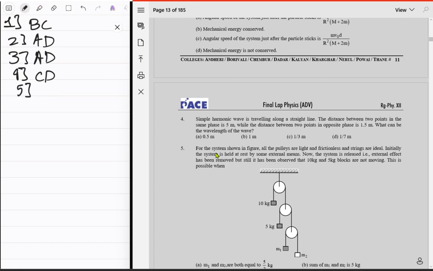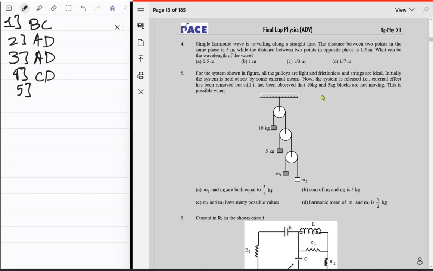Okay, for the system shown in the figure, all pulleys are light and frictionless, and springs are ideal. The initial system is held at rest by some external means. Now the system is released, i.e. the external effect has been removed, but still it has been displayed. What is observed is that the 10 kg and 5 kg blocks are not moving. This is possible when?